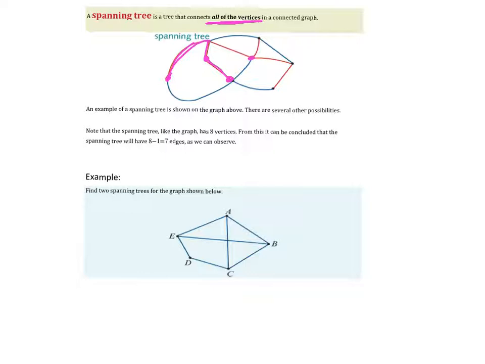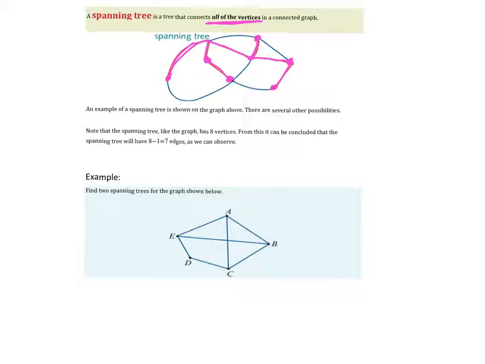Now if you don't have it on your notes like that because yours are in black and white, make sure you highlight that spanning tree. Can you see that it has gone through every vertex there? And again, there are no loops, multiple edges or cycles. We also talked about the fact that if there were n vertices, there would be n-1 edges.